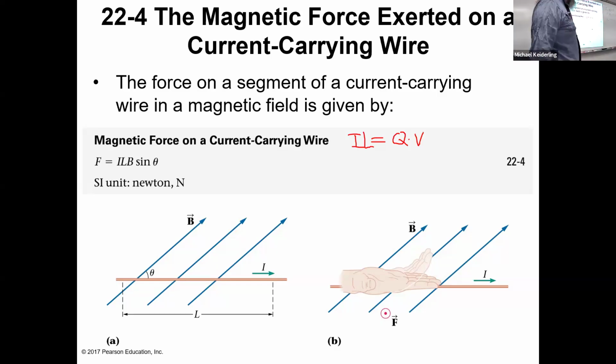Then there's the length over which the whole wire exists. Current times length ends up being equal to charge times velocity at some level, and then magnetic field sine theta, because this is adding up the force from all the little individual particles in the wire. So current times length is the total charge that's moving times the speed that it's moving.